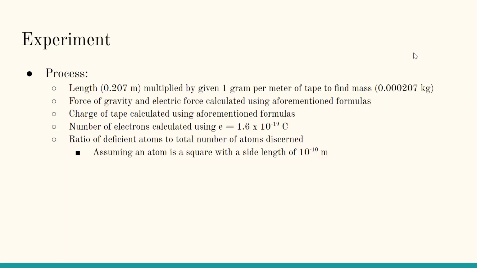The rest of the process was that the length of tape B was multiplied to find the mass, and then the force of gravity and the electric force were calculated using the formula shown before, as well as the charge of the tape. Then the number of electrons was calculated using that 1 electron is equivalent to 1.6 times 10 to the negative 19th coulombs, and the ratio of deficient electrons compared to the total number of atoms was discerned.